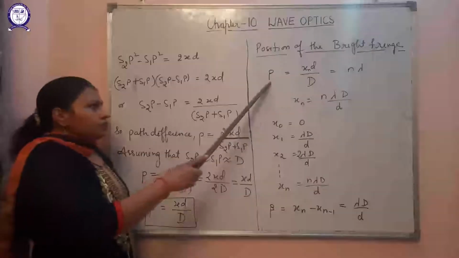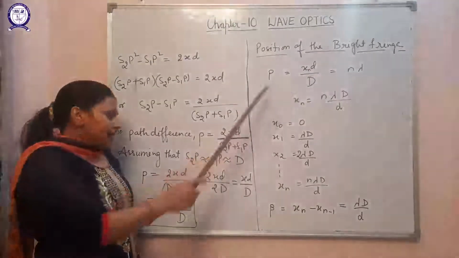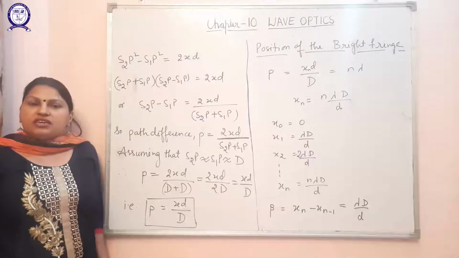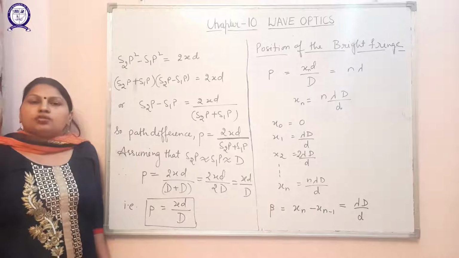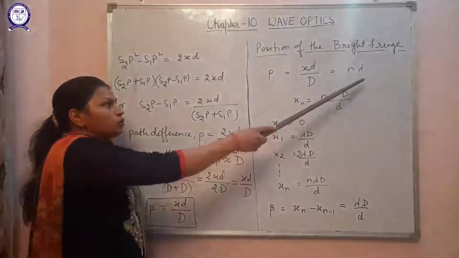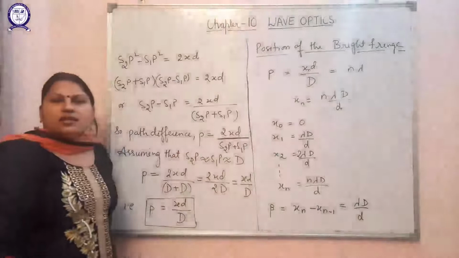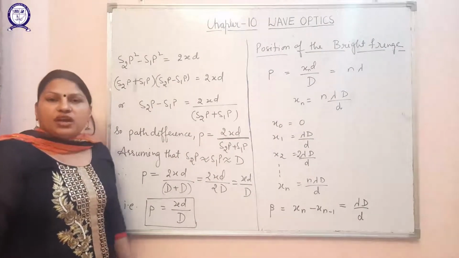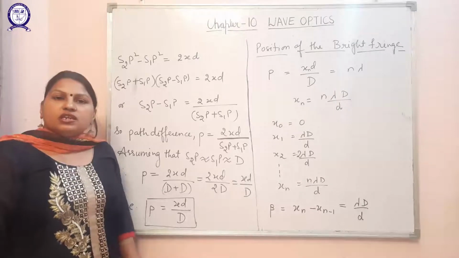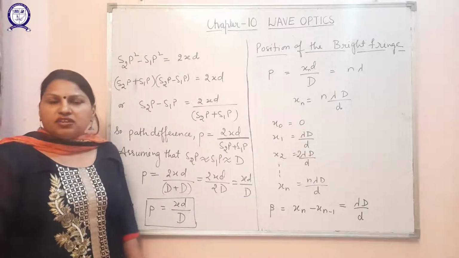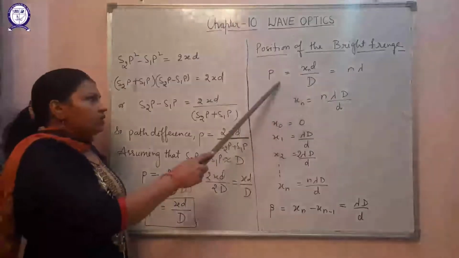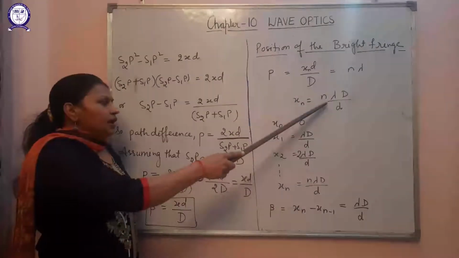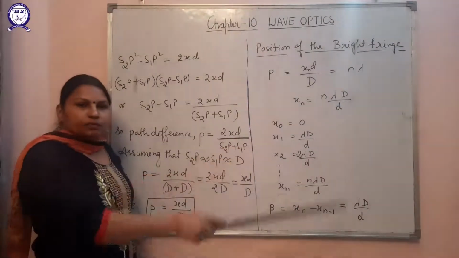Here the path difference is given by xd by D as we have calculated, and we have also calculated the condition for constructive interference. If we are going to locate the position for the bright fringe, it should be equal to n lambda. That we have calculated in Young's double slit experiment. For that you can go through my previous video, in which we discussed Young's double slit experiment and the constructive and destructive interference conditions. There we calculated the path difference equal to n lambda. Now xn will be given by n lambda D by d simply.